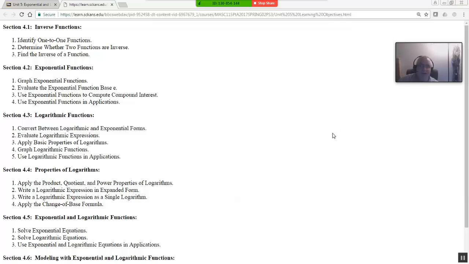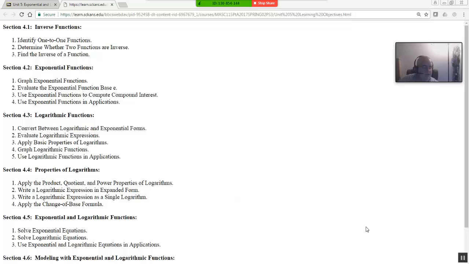Okay, let's take a look at this unit. We'll start off with section 4.1 inverse functions, and then progress to 4.2 exponential functions. Then introduce log functions and some basic properties in 4.3, and then we'll get into the three main properties of logs in 4.4, along with the change of base. And then we'll finish up with exponential and log. It says functions, but actually those are equations that we are solving for in that section.